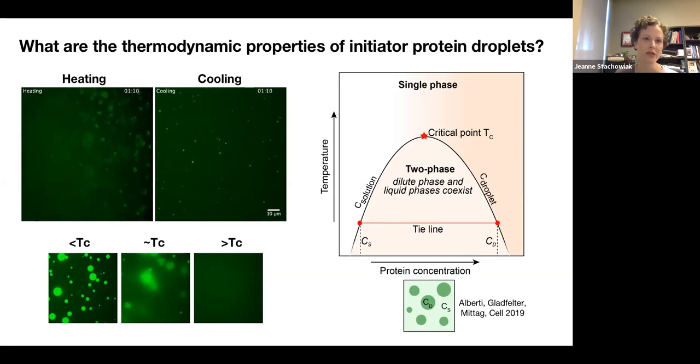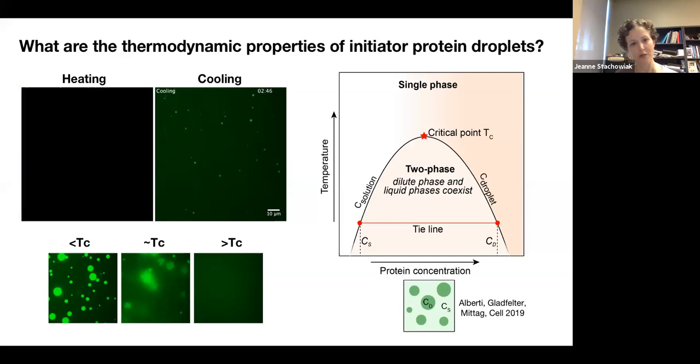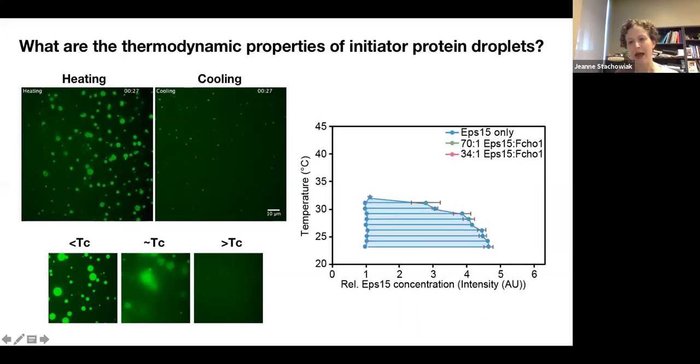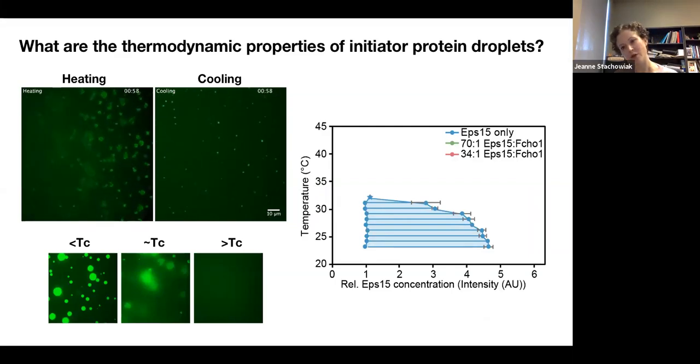So you can heat the droplets up and they'll dissolve and go away. And then when you cool down the same solution, you'll see the droplets come back. And we, like many others, have recognized that you can use these images of droplets at different temperatures to make sort of a relative phase diagram. So you can measure the approximate protein concentration inside compared to the approximate protein concentration outside. And that will let you map this sort of arbitrary units phase diagram here.